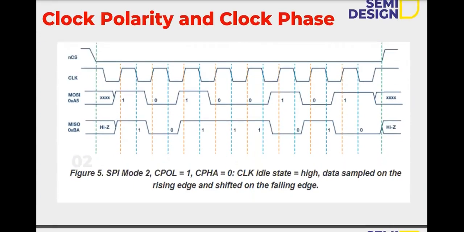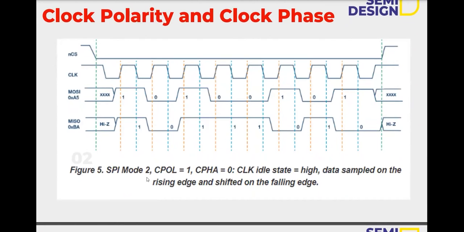Next, the 1-0 condition: polarity is 1 and phase is 0. Here the clock initially starts at 1, the data is sampled on the rising edge and shifted on the falling edge, on the MOSI and the MISO. These are the 4 conditions. According to these 4 conditions, we can develop the program.